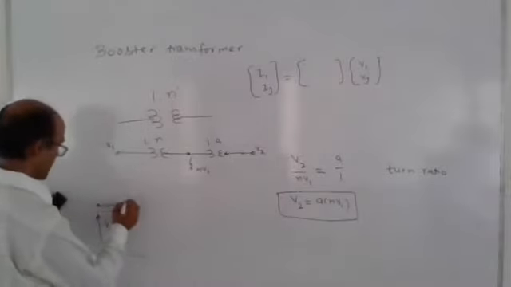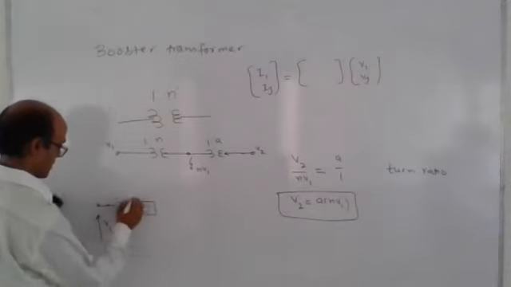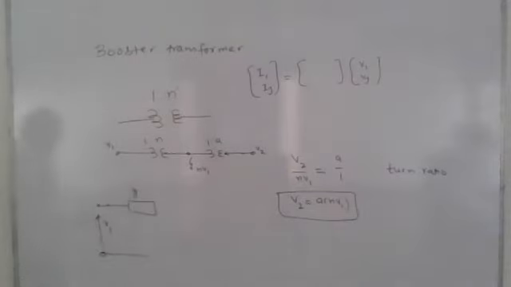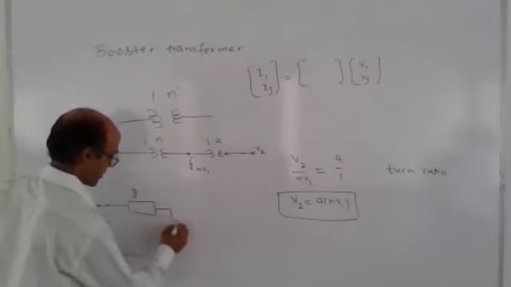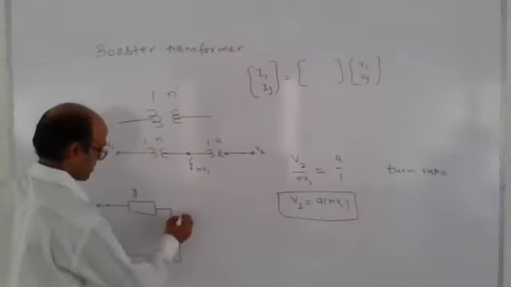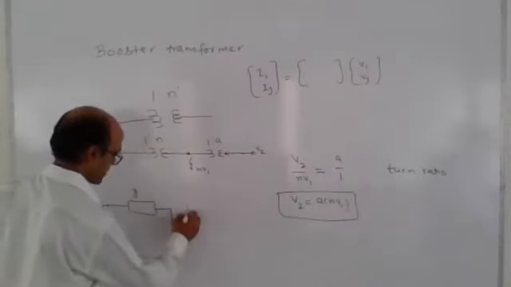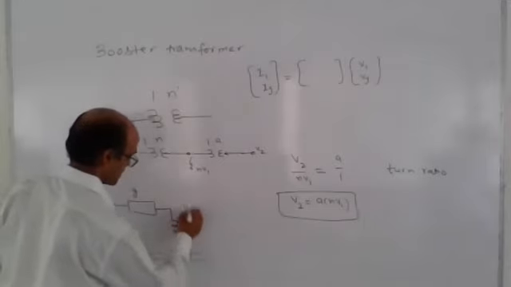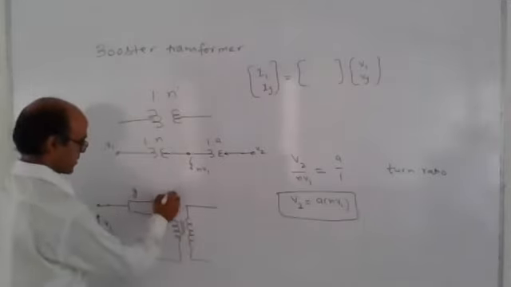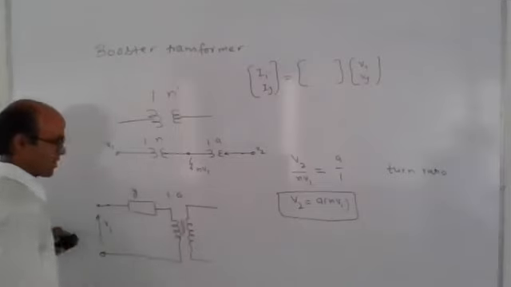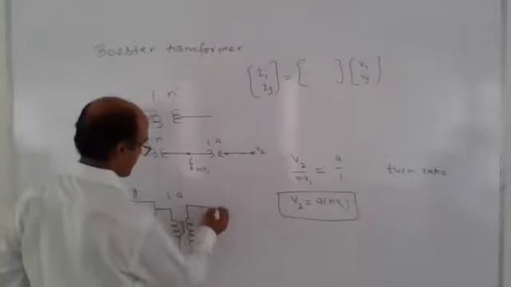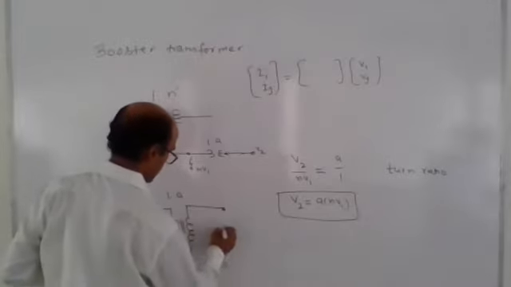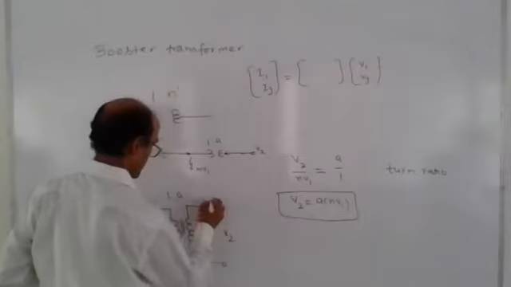Then there is an admittance, then there is a transformer, that is the ideal transformer. So I am representing the ideal transformer with 1:2 A ratio, and this is what, V2, current is I2.